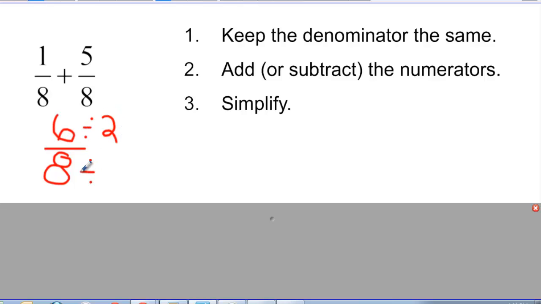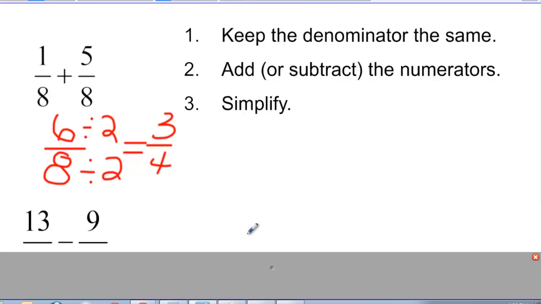Both of those are divisible by 2 because they are even numbers. And so if I divide those, I get 3/4, which is in lowest terms and has been simplified. So that's what I would get if I added those two.